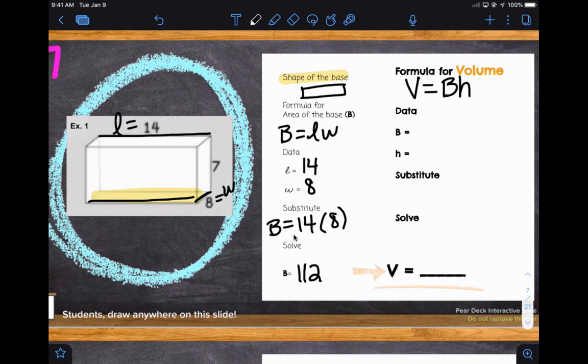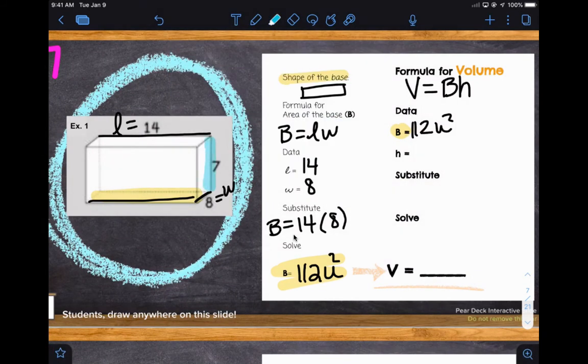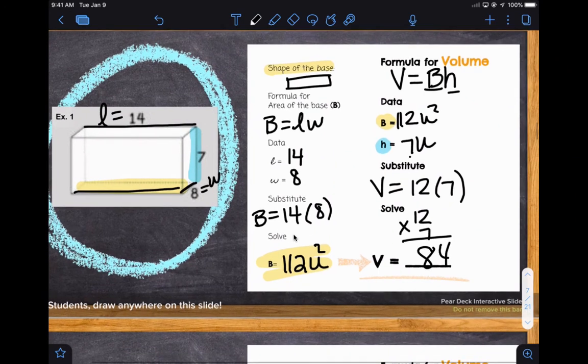What are the units? Oh, there's no units. So we'll write just square units. So we have this, right? 112 square units. The height is the distance between the two bases, which in this case is 7 units. So to find the volume of that prism, we would substitute, instead of B, we will write 112. Instead of H, we will write 7. So volume is 112 times 7, which is 84, right?